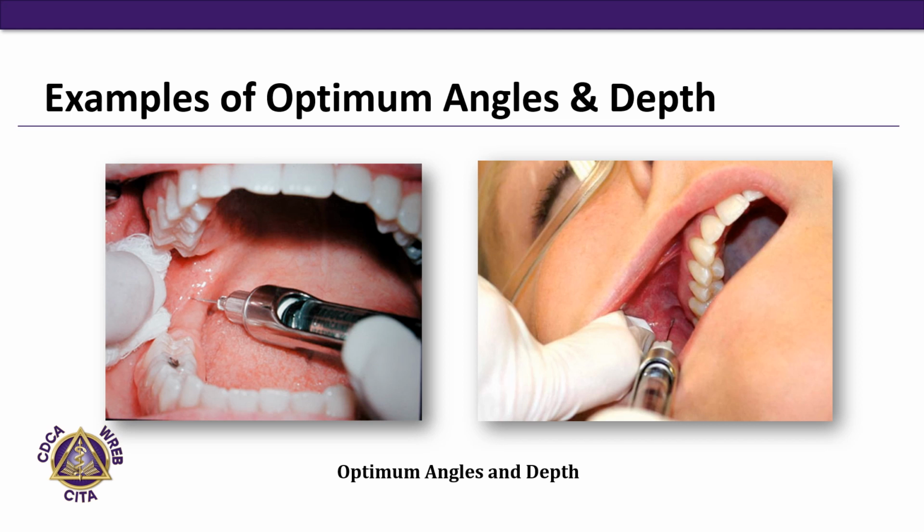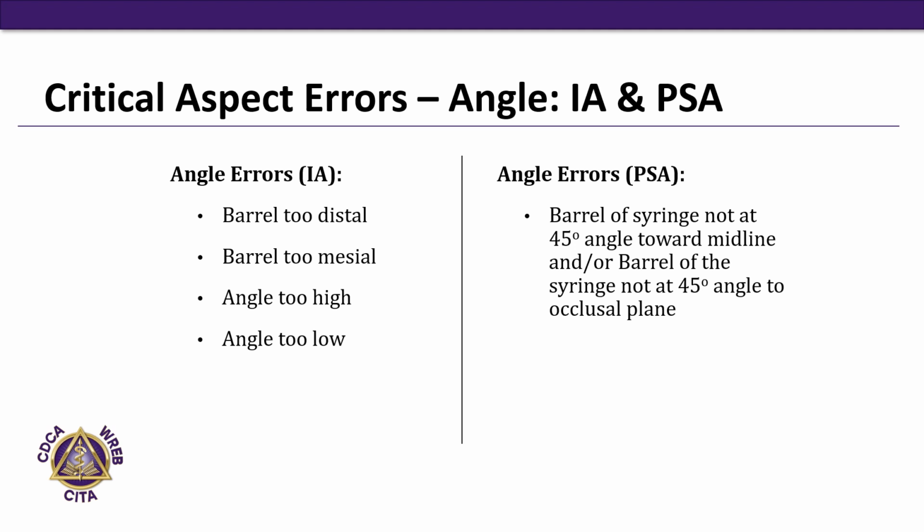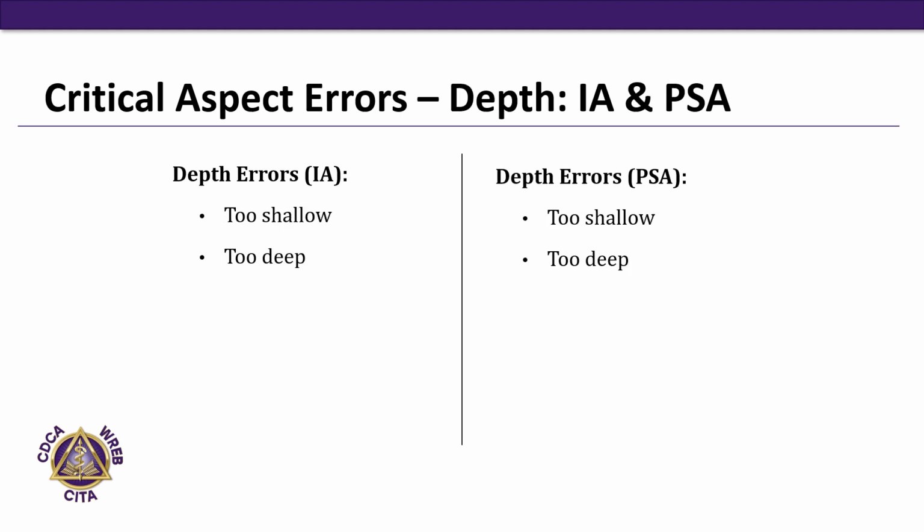IA and PSA injection. For the IA, it is an error if the angle of the syringe is too distal, too mesial, too high, or too low. For the PSA, it is an error if the barrel of the syringe is not at a 45-degree angle toward the midline and/or the barrel of the syringe is not at a 45-degree angle to the occlusal plane. It is an error if the needle is too shallow or too deep.